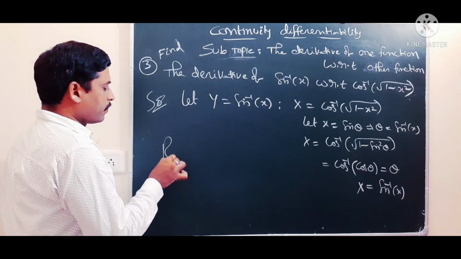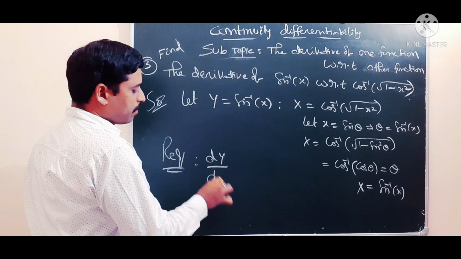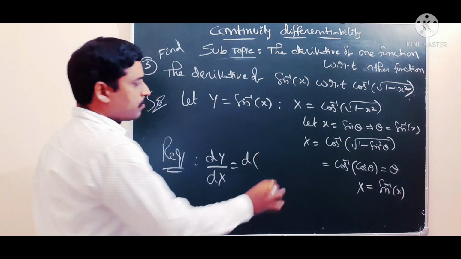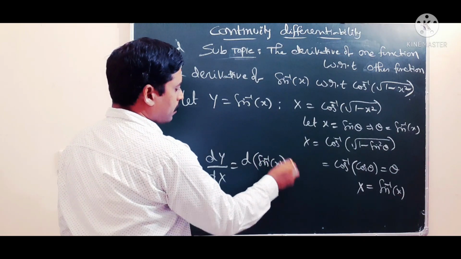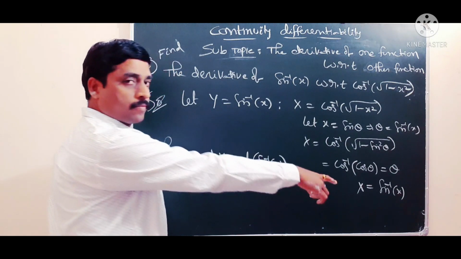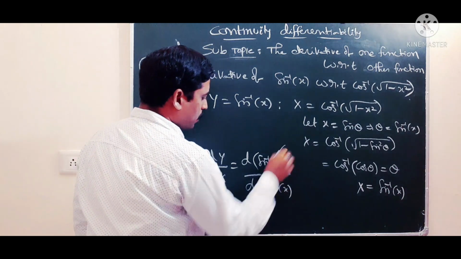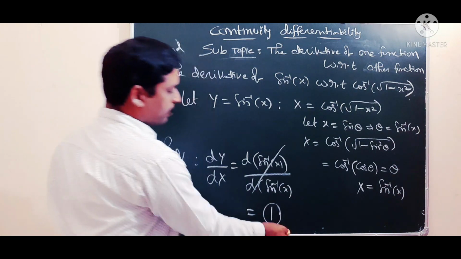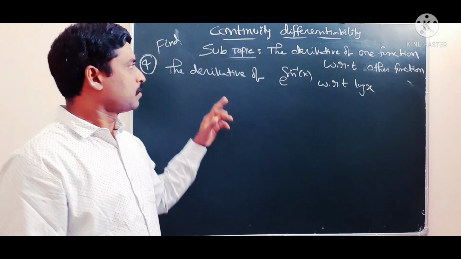But our target, what is required? dy by dx. So dy by dx is the derivative of y, where the y value is sin inverse x, divided by the derivative of x, where we got sin inverse x. Both get cancelled. The answer will be 1. Okay, now moving on to the next question.